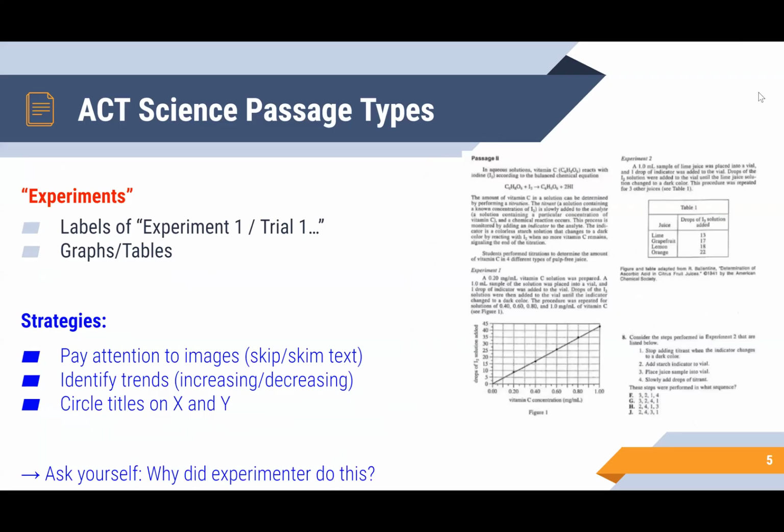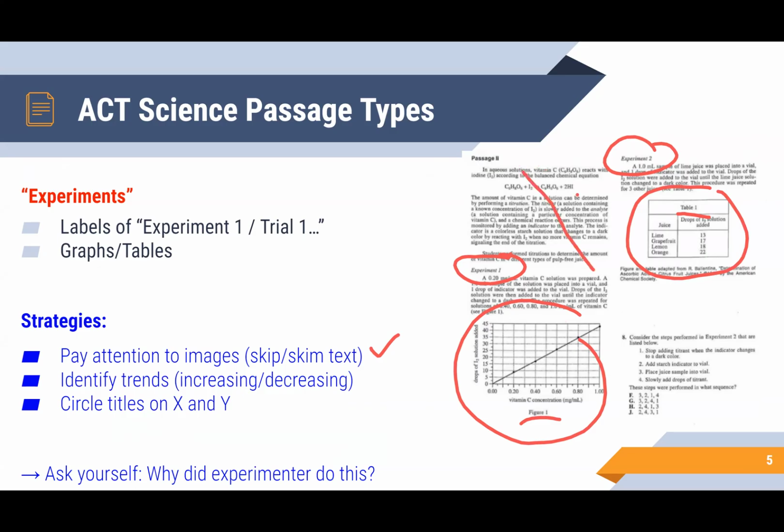The second type you'll see looks a lot like the first type. This is the experiments type. You'll see multiple experiments. Here we've got experiment 1 and figure 1, experiment 2 and table 1, and they will just be talking through an experiment and giving you data from that. Again, pay attention to images. Most important will be this graph and this table. I would not read all this text unless you really can't find the answer in the graph or table. Identify trends. You can see here as one goes up, the other also goes up. It's a positive correlation. And circle titles. Really pay attention to what's on the X, what's on the Y, and what they're paying attention to in terms of titles in the table.